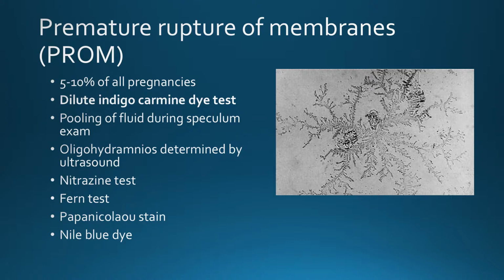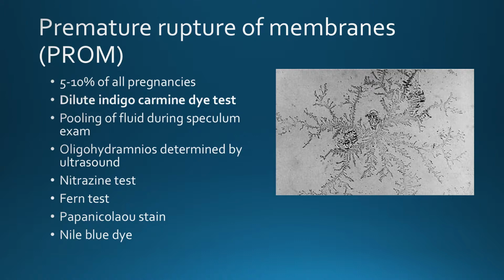One of the things that we have seen in the laboratory is the Fern test. If you take some of that pooled fluid or some vaginal secretions and you place it on a glass slide, when amniotic fluid dries, it has this distinctive fern shape, this fern drying pattern. You can see this under low power, 10x. Vaginal secretions wouldn't dry this way, saline wouldn't dry this way, anything else involved in the exam wouldn't dry this way, but amniotic fluid would.